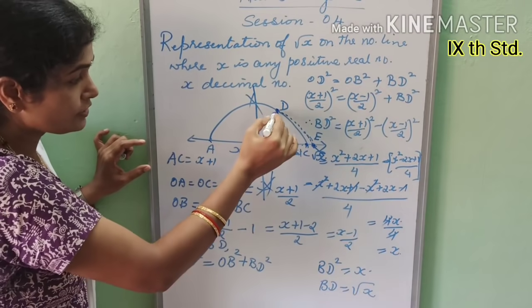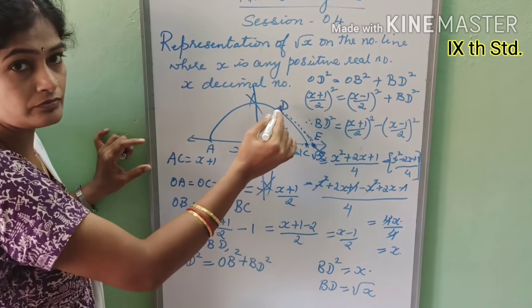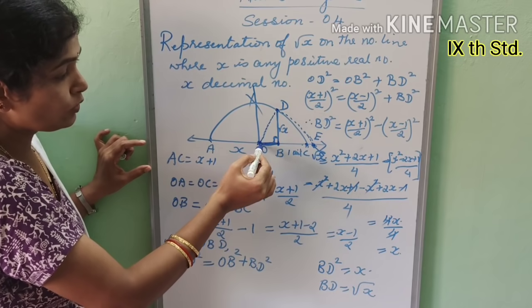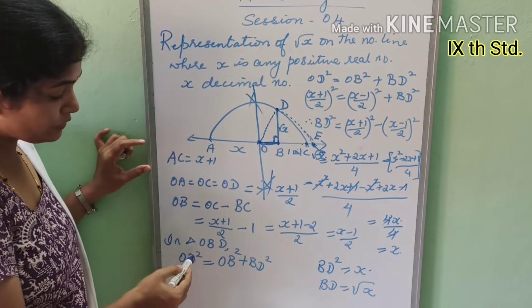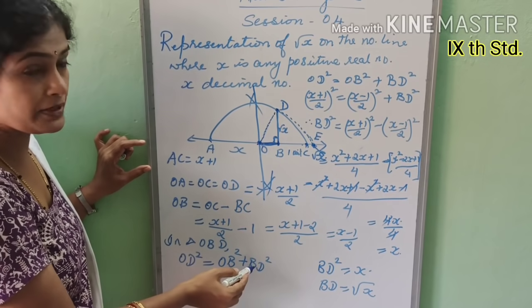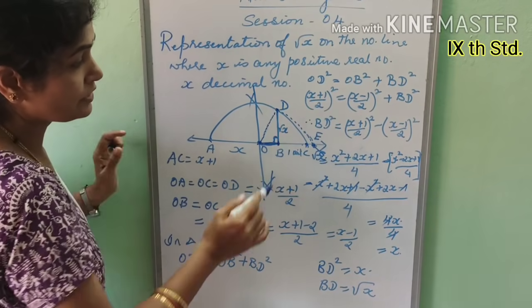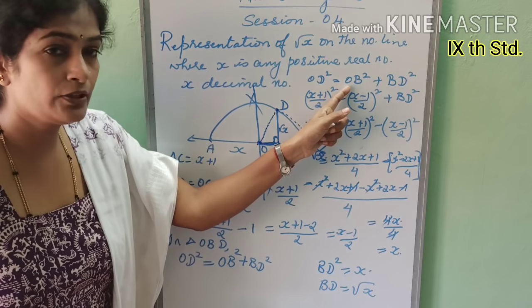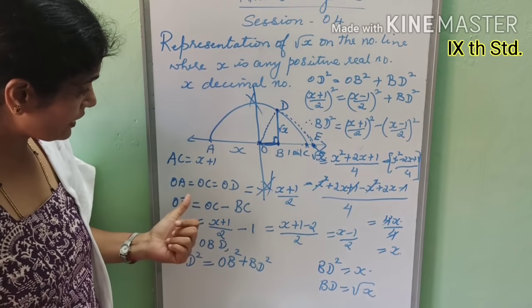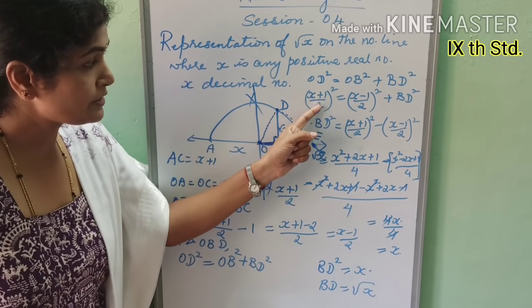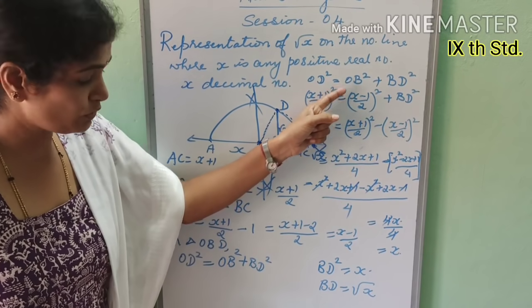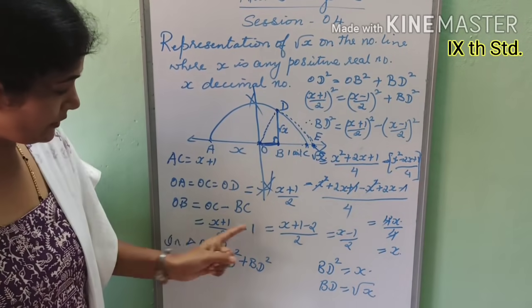Now focus on this right triangle OBD. In that, using your Pythagoras theorem, you can write OD square equal to OB square plus BD square. Now you substitute the values of OD square and OB square. We have calculated that OD is (x+1)/2. We are putting here ((x+1)/2) whole square is equal to OB, OB is here.